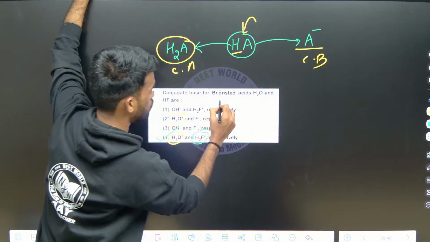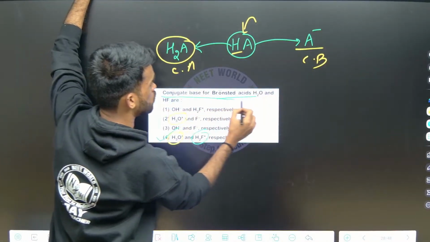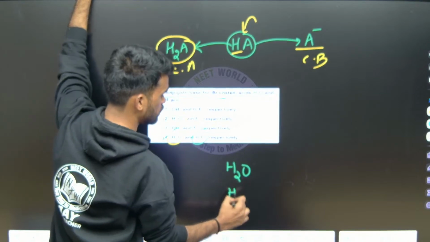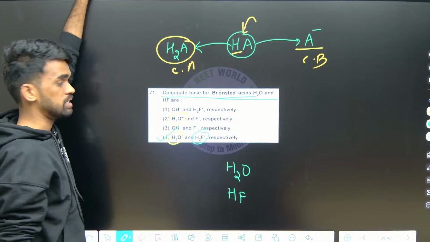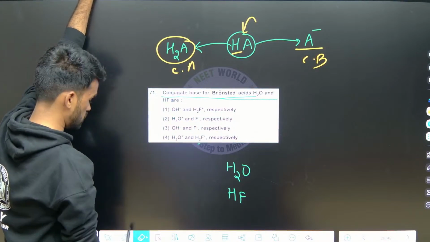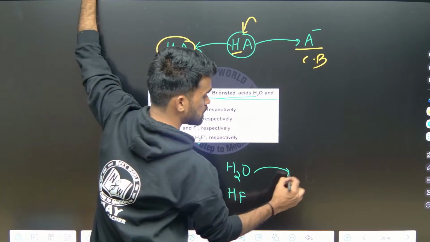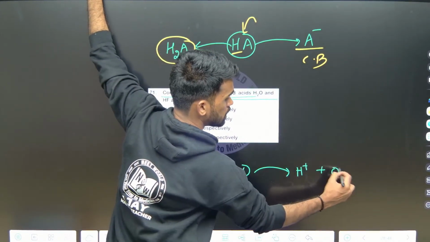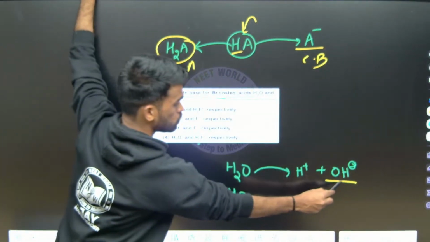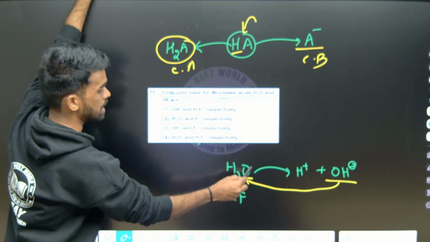See, conjugate base for the Bronsted acids. H2O is one acid. They are saying HF is also one more Bronsted acid. They are asking about the conjugate base of these. Conjugate base means it should release one H plus, and the remaining negative part is its conjugate base. So this negative part is the conjugate base of this acid.